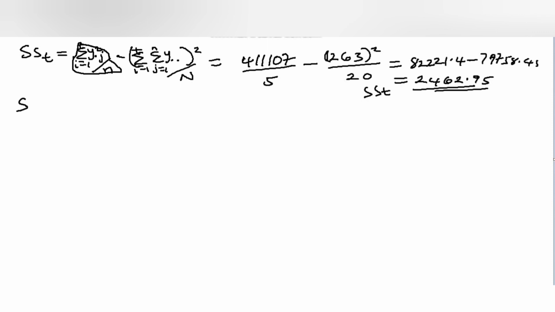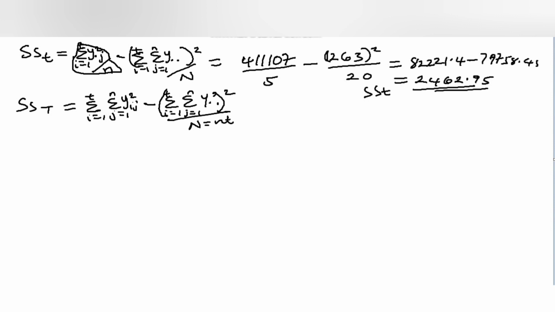So let's look at the next thing, your SS total. The formula for SS total, we wrote it as the summation over i from 1 to T and j from 1 to n of Yij squared, then minus the summation from i equals 1 to T and summation j from 1 to n of y dot dot, all squared, all divided by n, which is equal to nt. So this is what we have here.